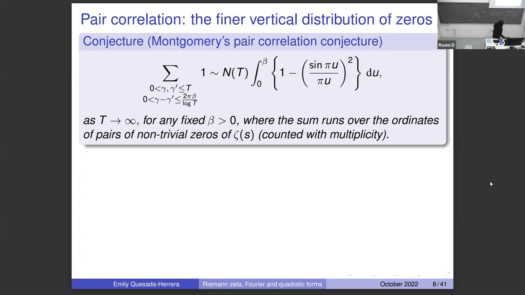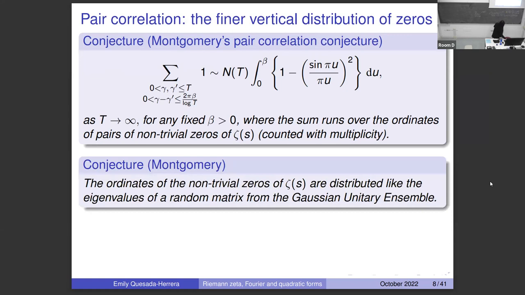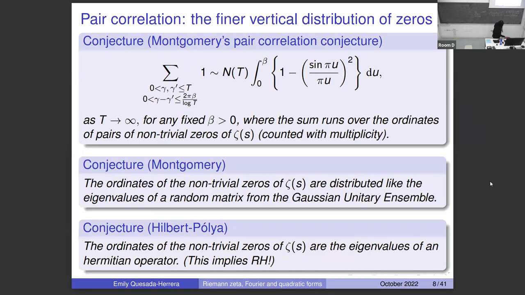And furthermore, Montgomery noticed that this is the same function one obtains if one studies the gaps between the eigenvalues of some random matrices. So Montgomery further conjectured that the ordinates of the non-trivial zeros are distributed like the eigenvalues of a random matrix from a certain probability distribution called the Gaussian unitary ensemble. And this is a very nice conjecture because it fits very nicely with another conjecture of Hilbert and Pólya, which says that the ordinates of the zeros must be the eigenvalues of a certain Hermitian operator. If this were true, this would imply the Riemann hypothesis. So this is a very nice conjecture that goes beyond the Riemann hypothesis.